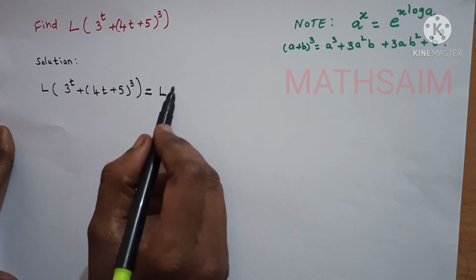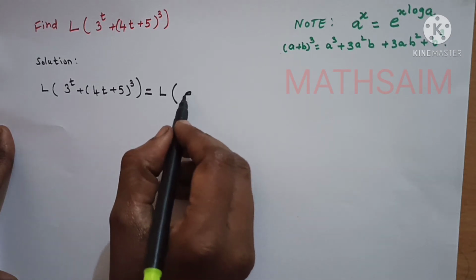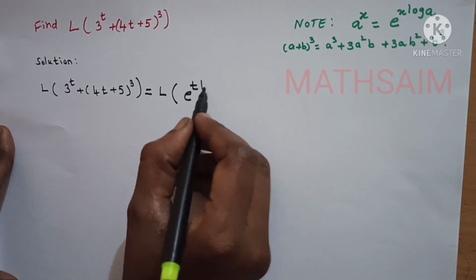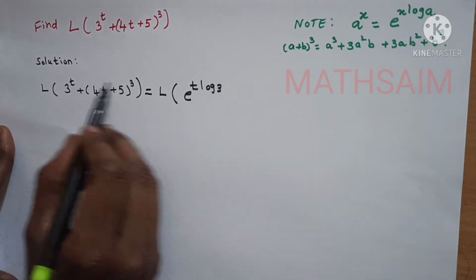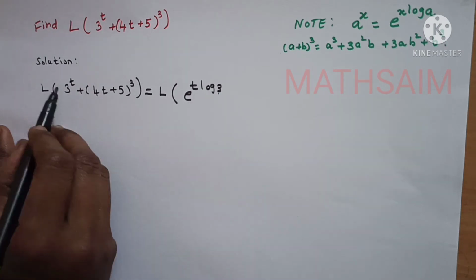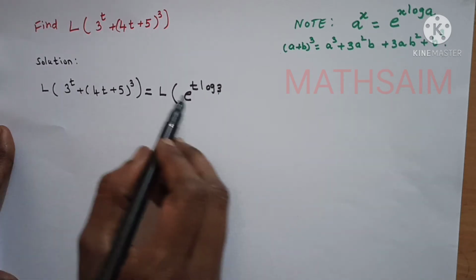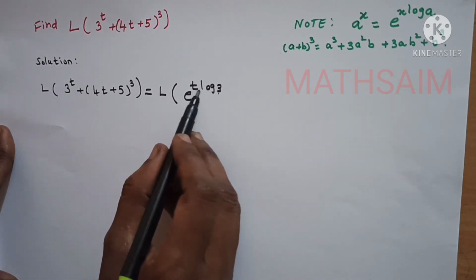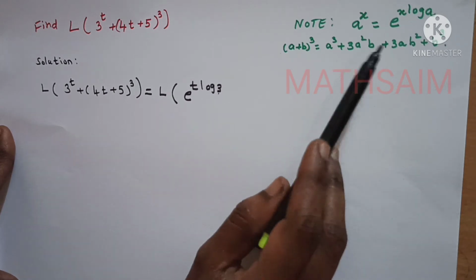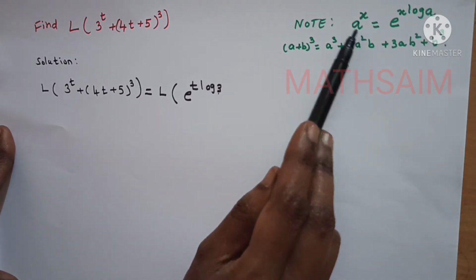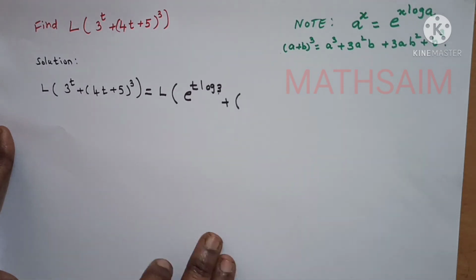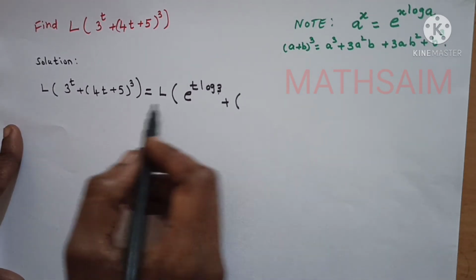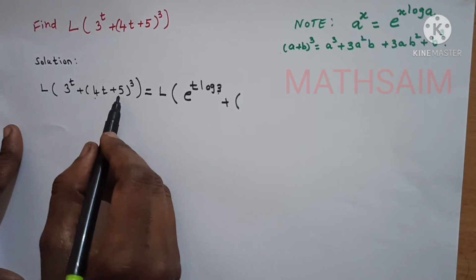This is equal to L of e power t into log 3. This 3 power t has been written as e power t into log 3 by this property. For the second one, use (a plus b) the whole cube. This is a and this one is b.